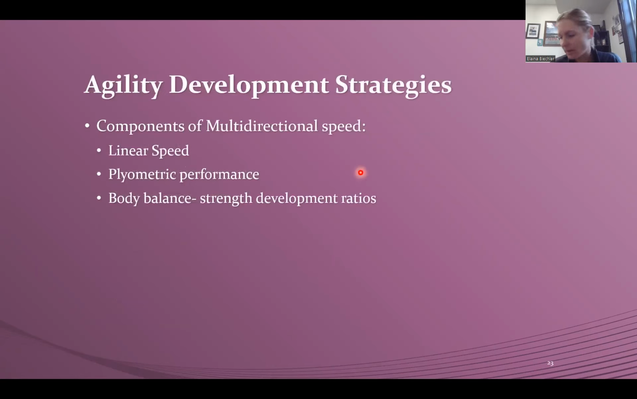Okay, agility development strategies. We can look at components of multi-directional speed, such as linear speed, which is moving straight forward; plyometric performance, using that eccentric to concentric movement, the stretch shortening cycle; and body balance and strength development ratios. So again, understanding body positioning and strength and how that might play into our ability to change direction and read a situation as well.